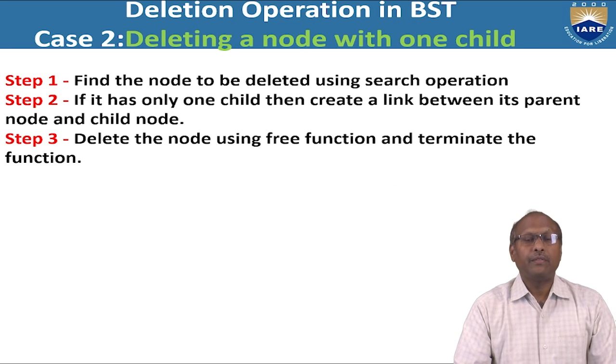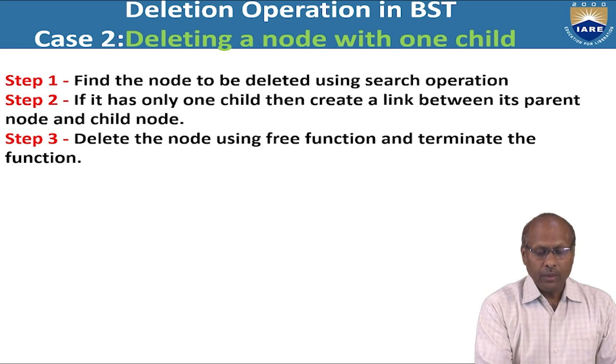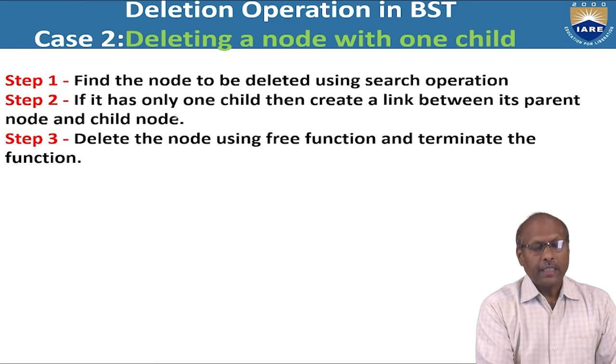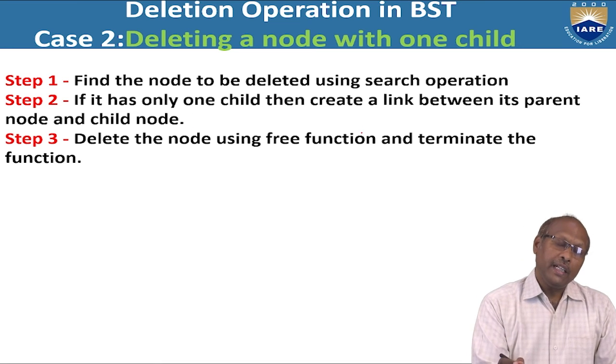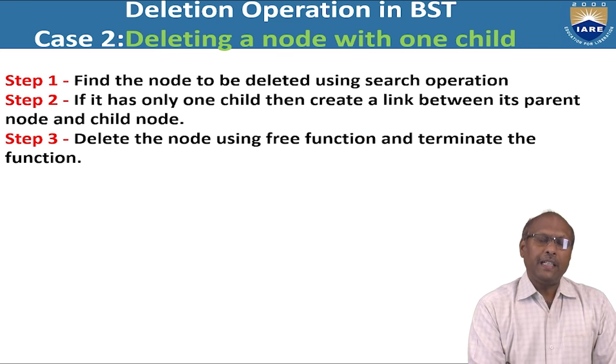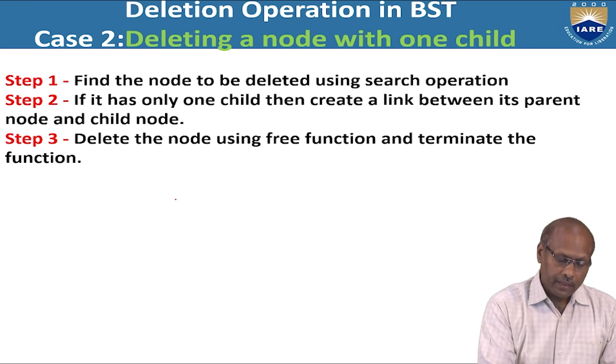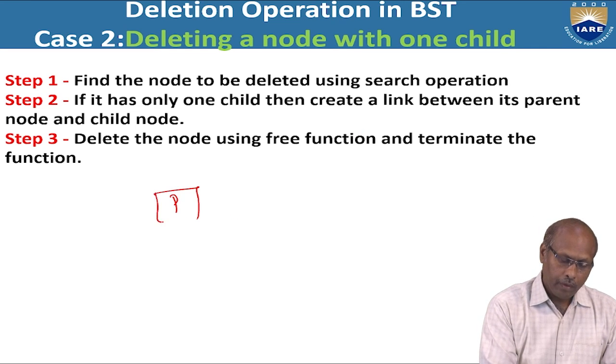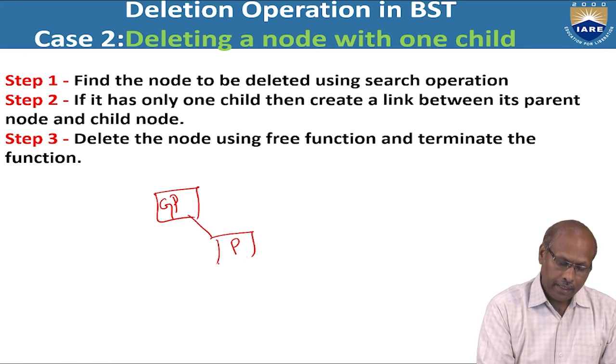Similarly, deleting with 1 child. Find the node to be deleted using the search operation. After finding the node, you have to find the position of the child. Because 1 child means what? This is the parent, and from the parent, assume I can say grandparent and parent, and this is the child.